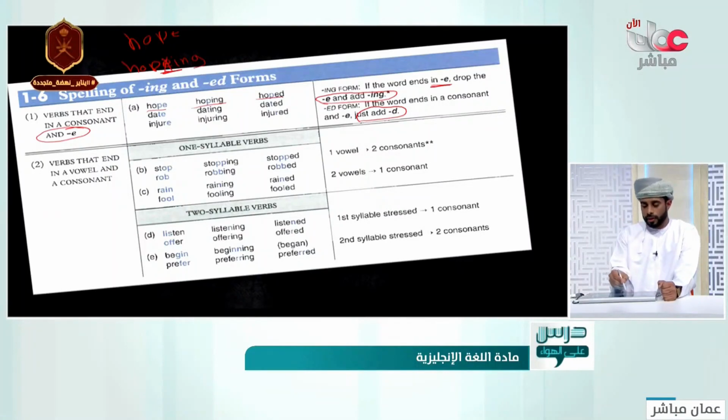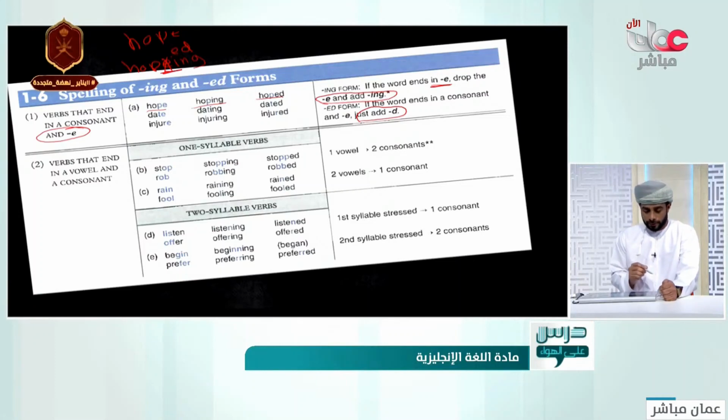The same thing with the ed: if you add another e to the e, it will become a longer vowel, which will make another sound. This is not really what we are looking for. So again, if the verb ends with e or consonant and e, with ing we delete the e, and with ed we just add a d. Good. This is the first rule.